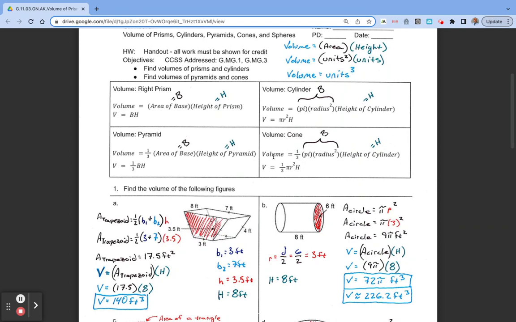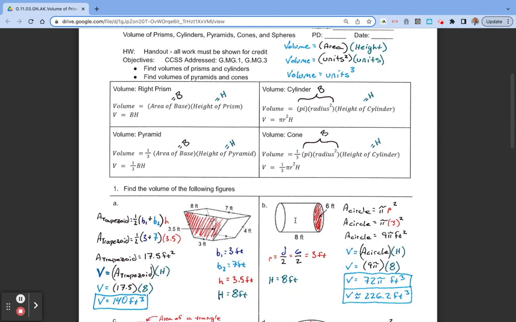The volume of a cylinder is equal to the area of the base multiplied by the height of the cylinder, or the space between the two circles. So volume is equal to pi r squared times h. Pi r squared is the area of a circle.